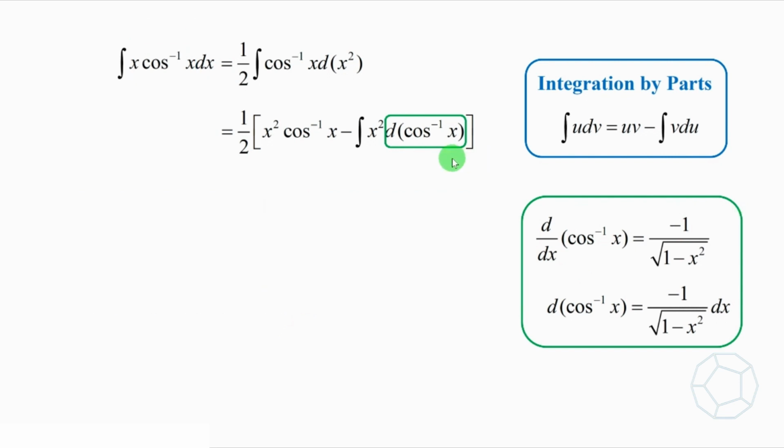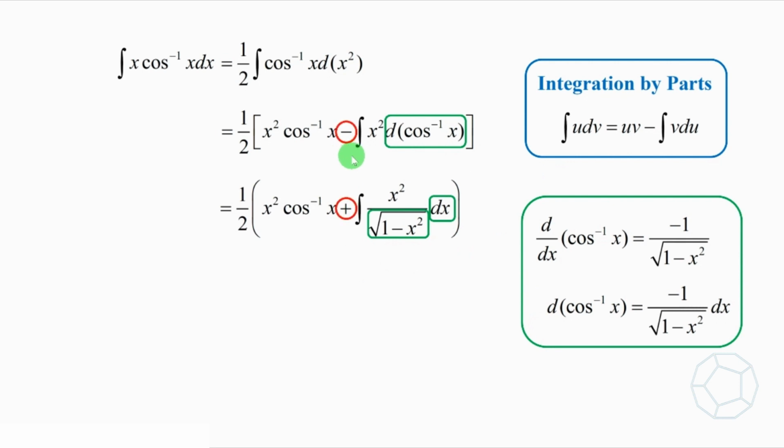Come back to the question. Let's put this result into the step. Therefore, the integral becomes the integral of x squared over the square root of 1 minus x squared dx. Here you can see that the sign is changed from negative to positive. It is because we have the extra negative sign in the differential, d(arc cosine x).